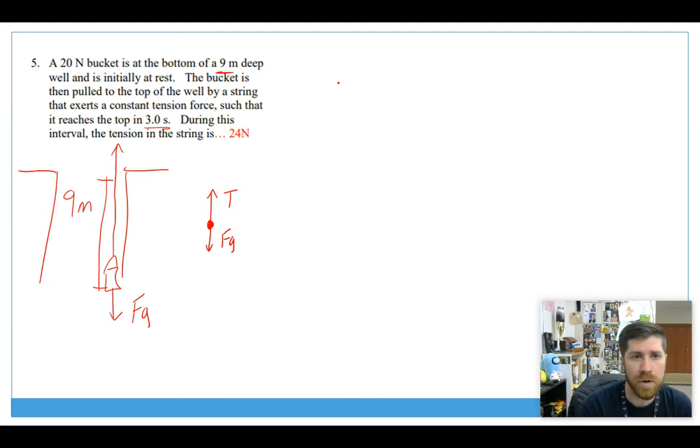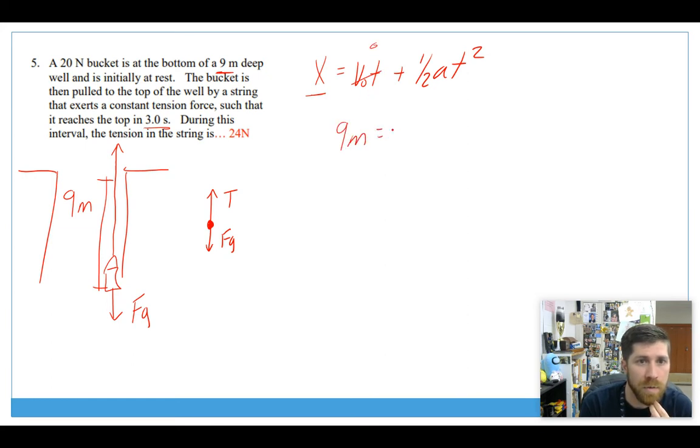So looking on your formula chart, the second kinematic formula says x is equal to v sub o t plus 1/2 at squared. And looking at this formula, you have a distance, so that's x. The initial speed of the bucket, if it's just chilling down there in the well, is 0, so this whole term goes to 0, which means you would have 9 meters is equal to 1/2 of your acceleration times the time of 3 seconds, squared.